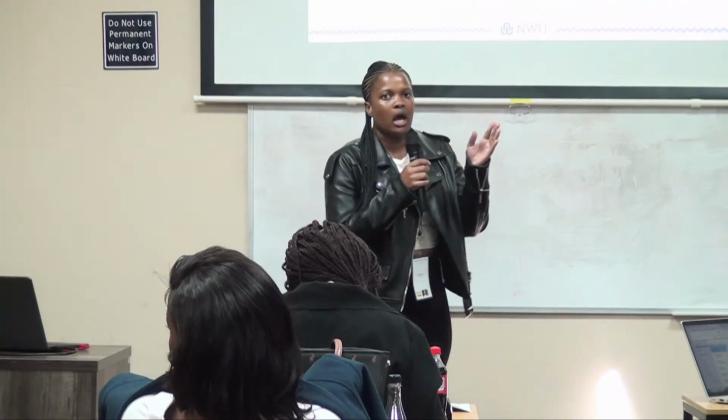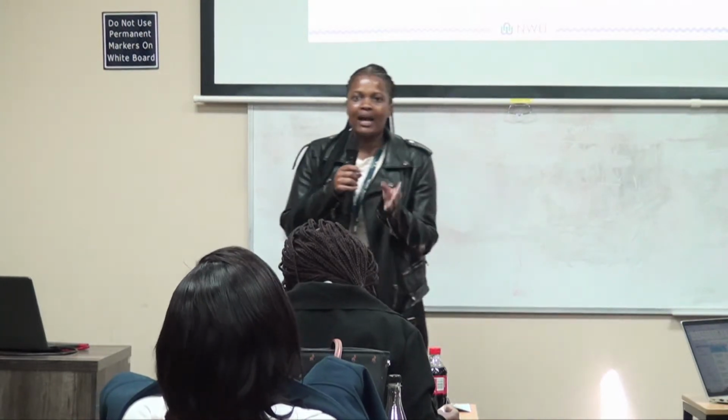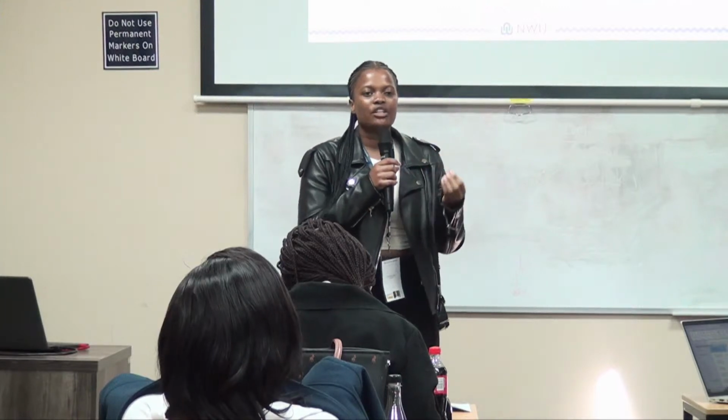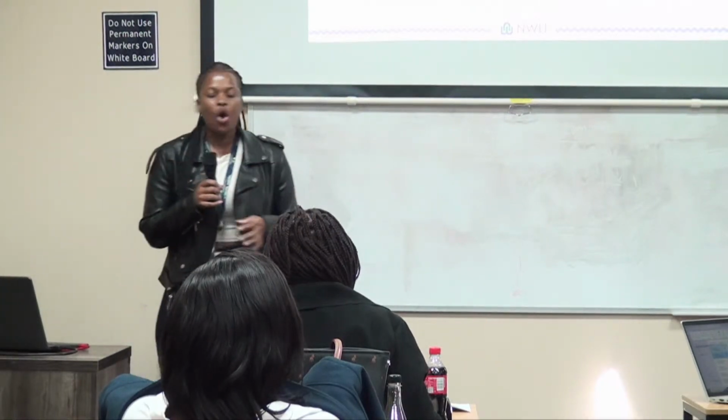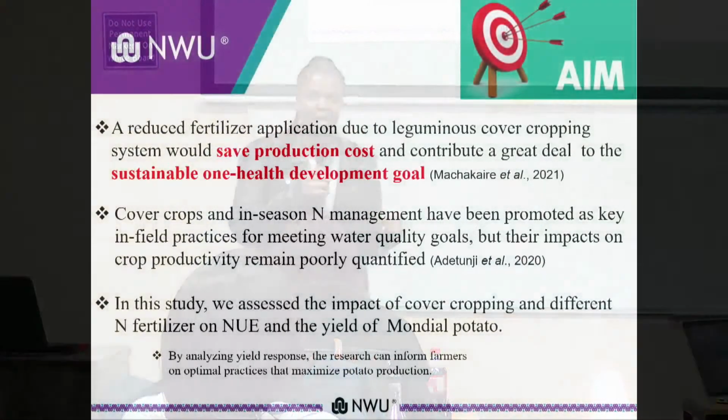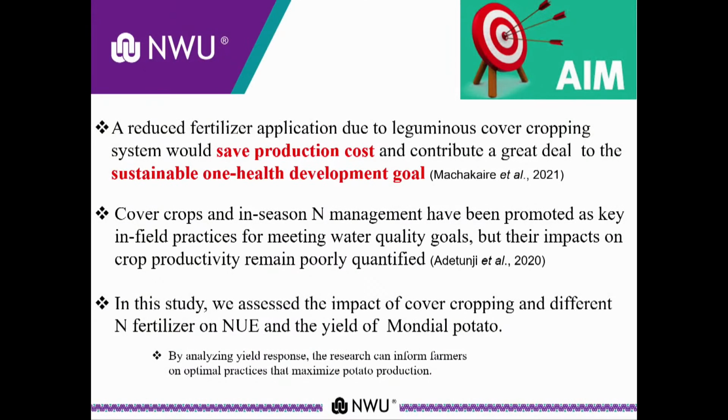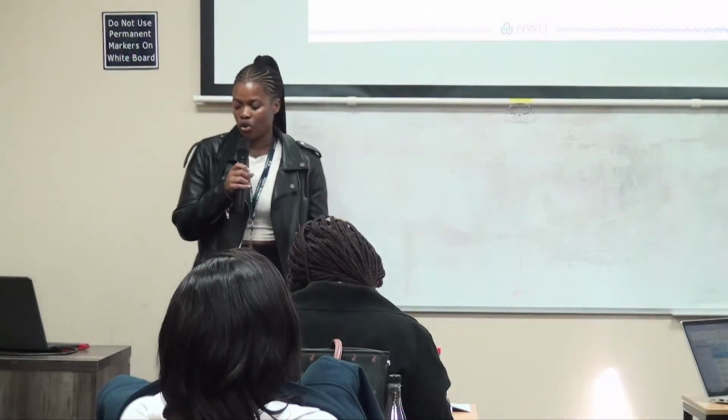Alternatively, we can use cover crops. Cover crops are very important in increasing nutrients in the soil, especially nitrogen, because we know that they are able to fix nitrogen. So a reduced fertilizer application due to a leguminous or cover cropping system will save production cost and contribute a great deal to the sustainable One Health development goal.